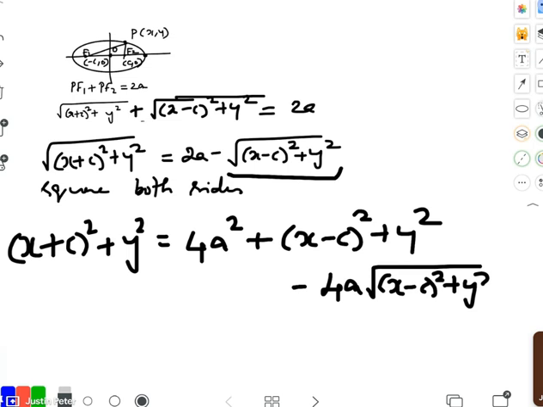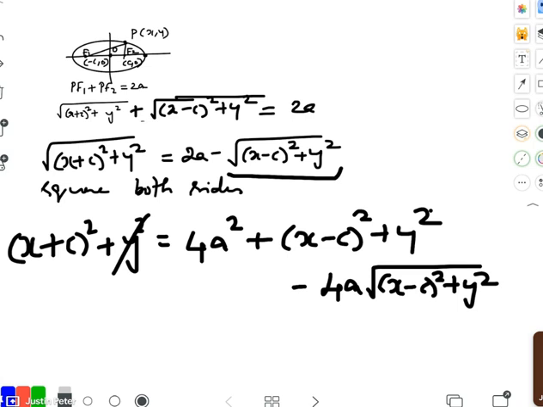Isn't it? We can again square this, sir. Why do you want to square this again? To cancel the root out. Yes. First, just cancel these x squares and y squares. See what else you can have.